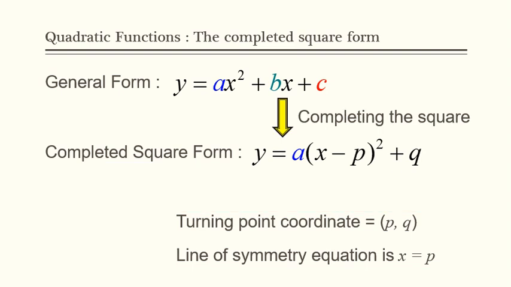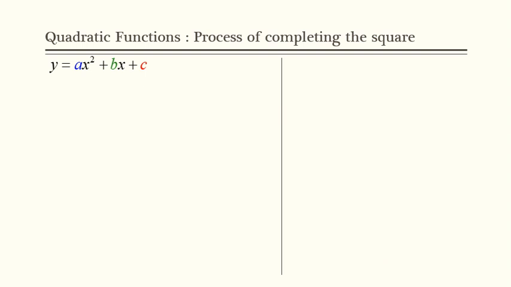We shall now go through the process of completing the square to transform a general quadratic function to its completed square form. At the end of the process, p and q may be expressed in terms of a, b, and c. Let us start with a general quadratic function. The process of completing the square comprises 4 steps.